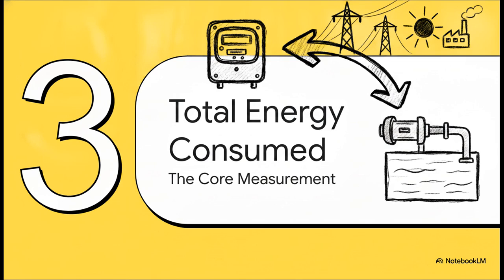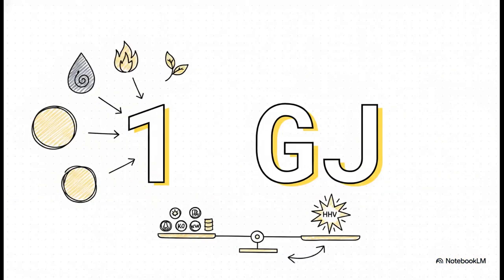Section 3, total energy consumed, the core measurement. Moving to the first pillar of our rule of 3. Obviously, before you can figure out your percentages of green or grid power, you have to calculate the aggregate amount of energy consumed. And to ensure we're getting apples-to-apples comparisons across the entire industry, all reported energy data has to be converted into a single unit of measure, gigajoules, or GJ. To get there, utilities apply specific conversion factors. For example, if they're measuring consumption from fuels and biofuels, they use higher heating values, or gross calorific values, either measured directly or taken straight from the IPCC.